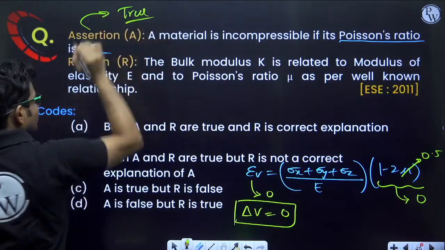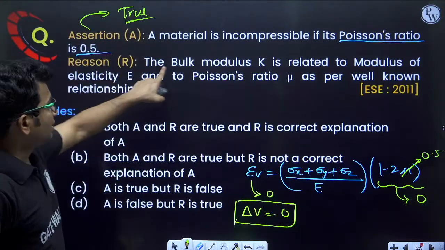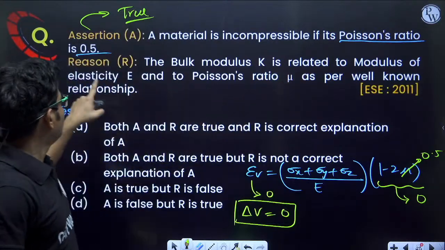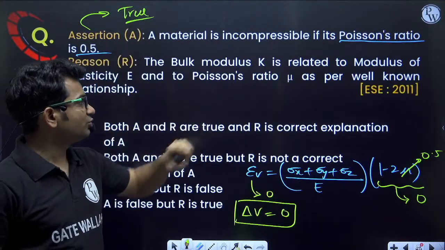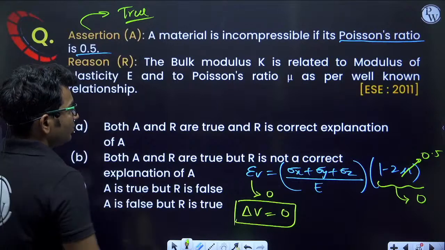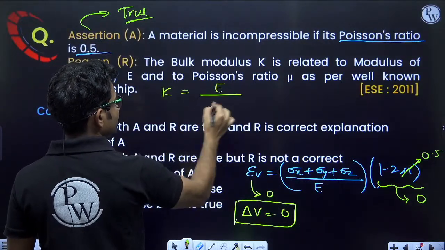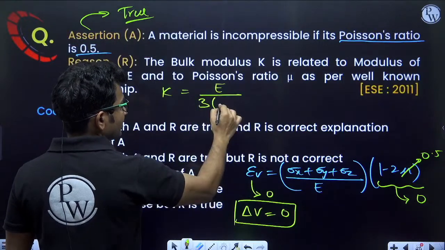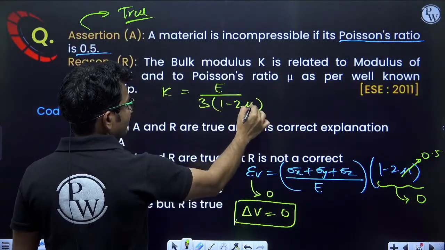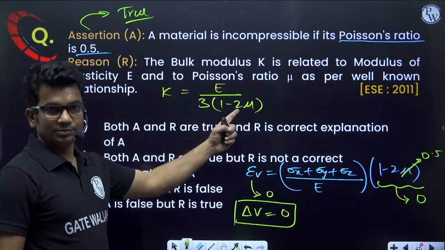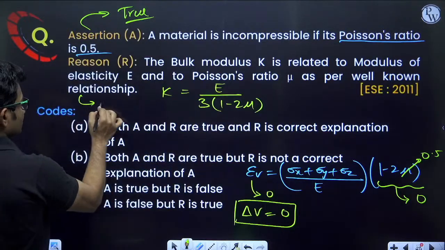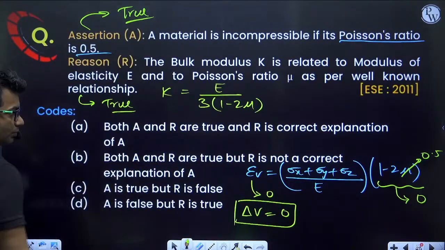True. Next, the bulk modulus K is related to modulus of elasticity and Poisson's ratio by a well-known relationship. This is the relationship. This is also true.